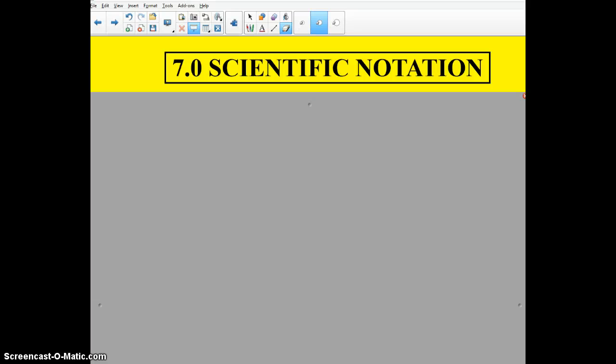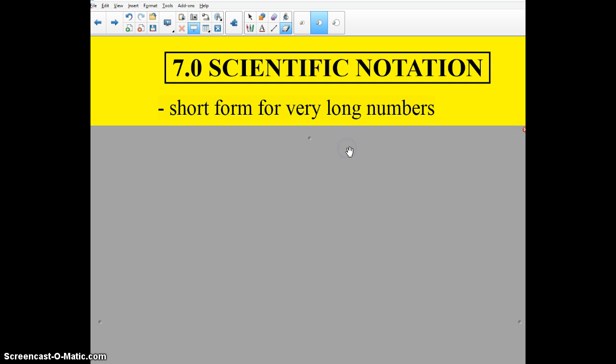Today's lesson is on scientific notation. What scientific notation is, is a short form for very long numbers. Again, it's a short form for very long numbers.